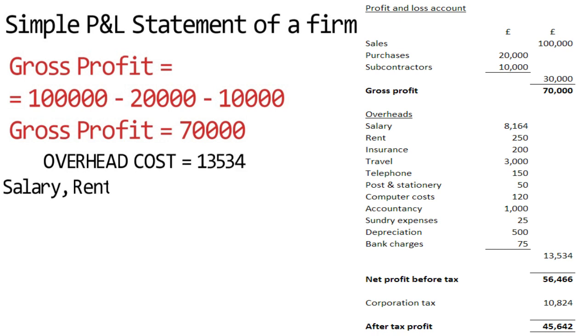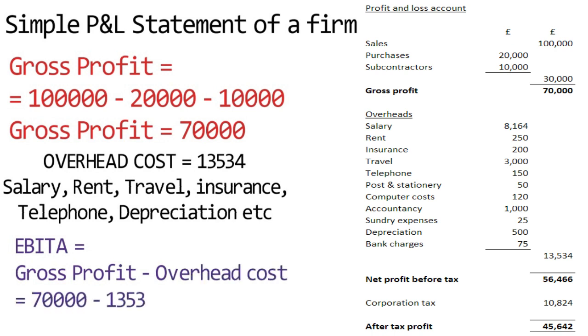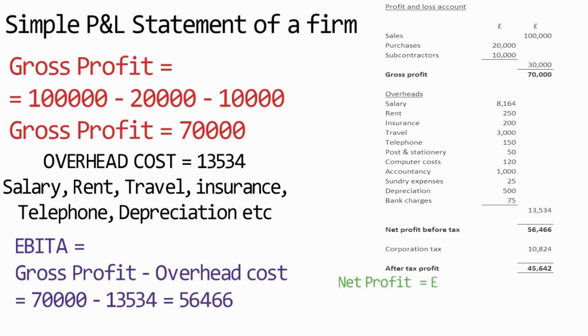So now let us consider the overhead cost. The overhead costs are the salary, rent, insurance, travel, telephone, post and stationery, computer cost, accountancy, depreciation and bank charges. So altogether the overhead cost is equal to 13,534. So now the net profit before tax is equal to the gross profit minus the overhead cost, that is 70,000 minus 13,534. So the net profit before tax is 56,466. So friends, to get the net profit, we have to deduct the corporation tax from the net profit before tax. That is 56,466 minus 10,824 is equal to 45,642, which is the net profit.